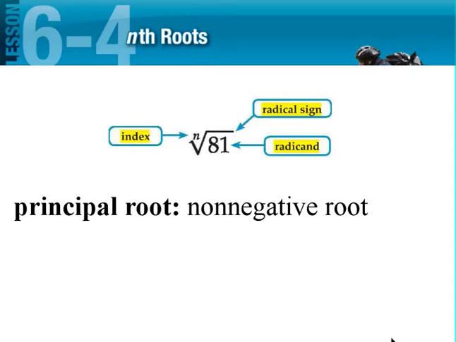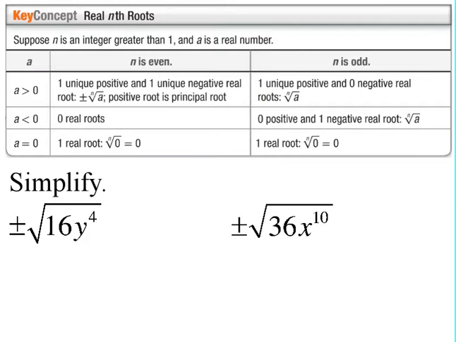Okay? So now, we're going to look at an excerpt taken from your book. You don't need to write it down. We're just going to talk about the different things. First of all, if you notice, it says A. A is just a real number. So if A is positive and the nth roots are even, you will get one unique positive and one unique negative real root. If it is odd, you will get one unique positive and 0 negative real roots.